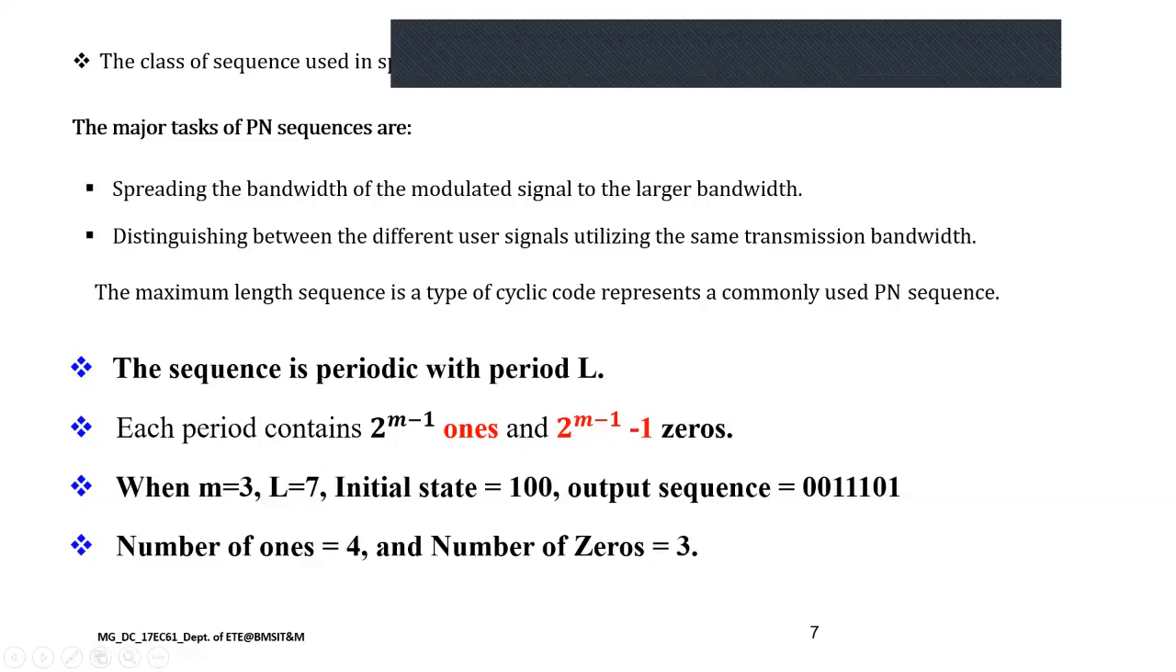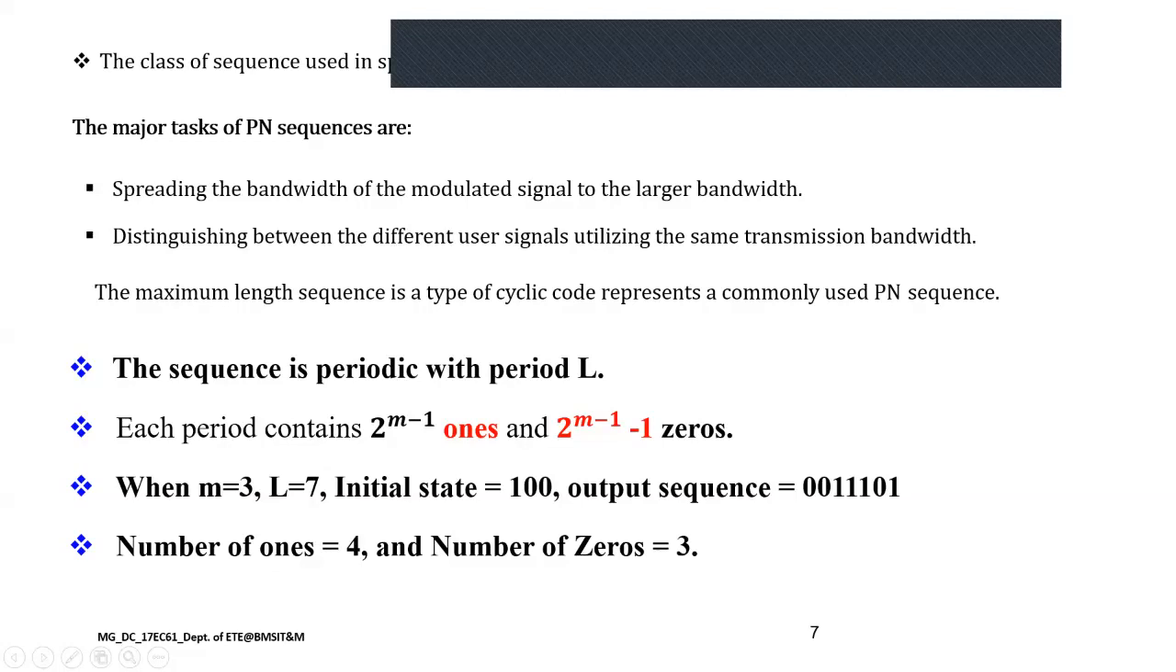So I have written here, this M sequence or pseudo-noise sequence is periodic with period L, and each period contains 2 power m minus 1 ones and 2 power m minus 1 minus 1 zeros. Just to consider the example, as I have taken, m is 3 and the length of the pseudo-noise sequence was 7, with the initial state 100. So this was my output sequence, right?